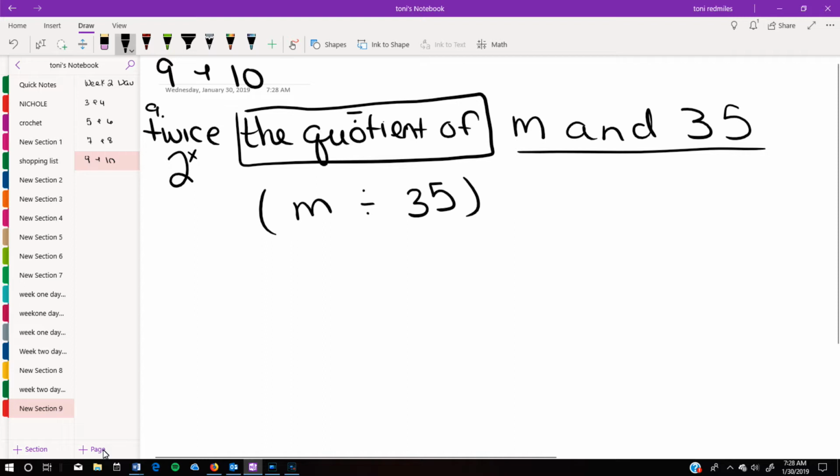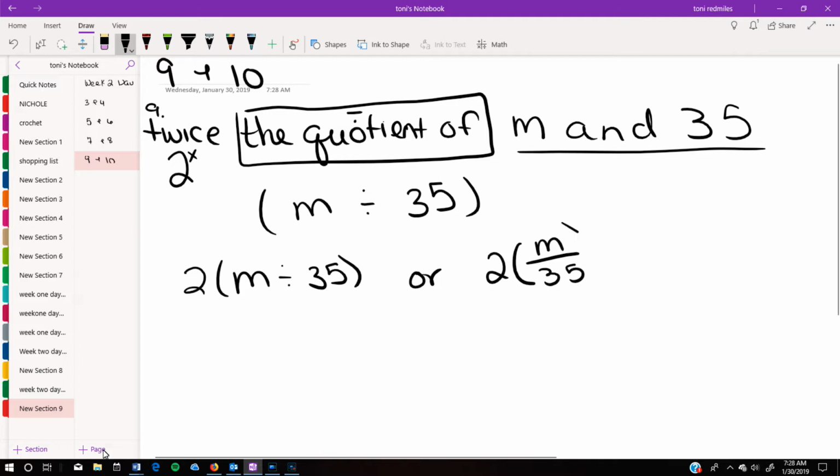Okay, so if I was writing this, I would either write it 2 times the quantity of m and 35, or 2 times, and I'd write it as a fraction. All right.